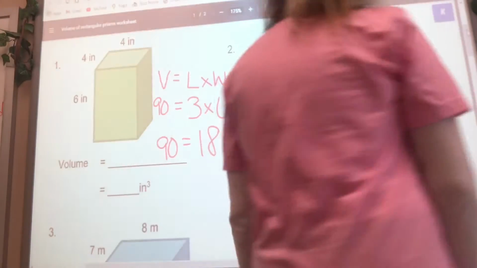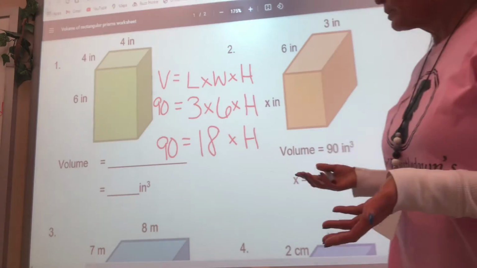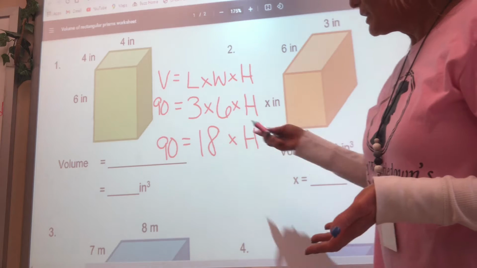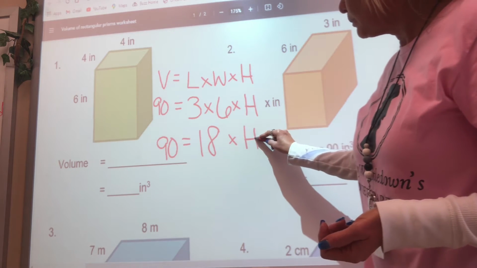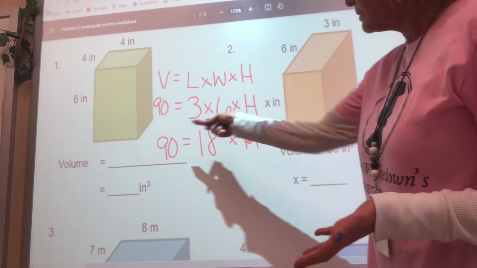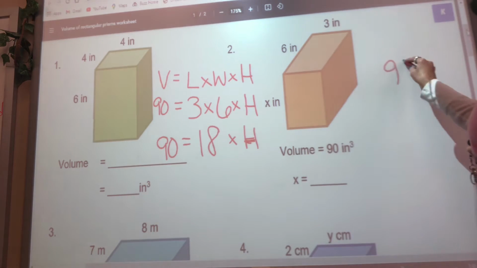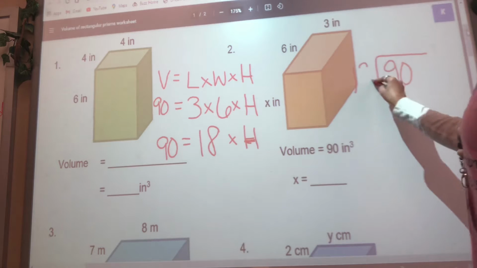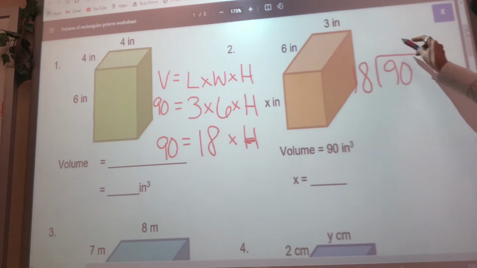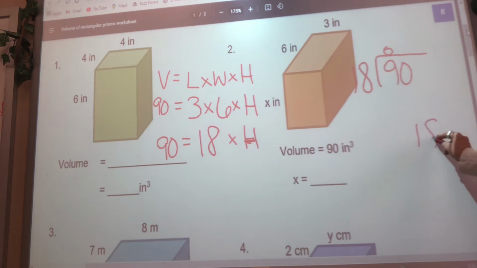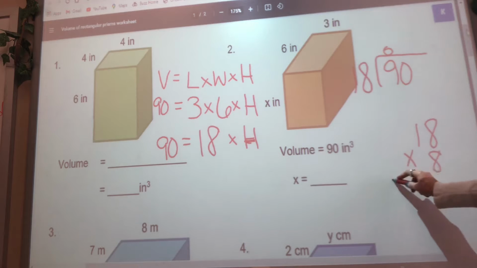times the height. Okay, so now let's think. All I'm trying to find out is what would I have to multiply 18 by to get the height? To get 90. Well, I could figure that out. I take 90, divide it by 18. 18 won't go into 9, so I placeholder 0. And just find us a starting place. I think it'll go about 8 times, so I'm going to check that.